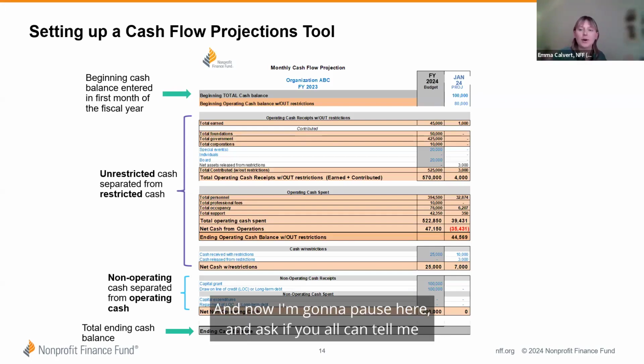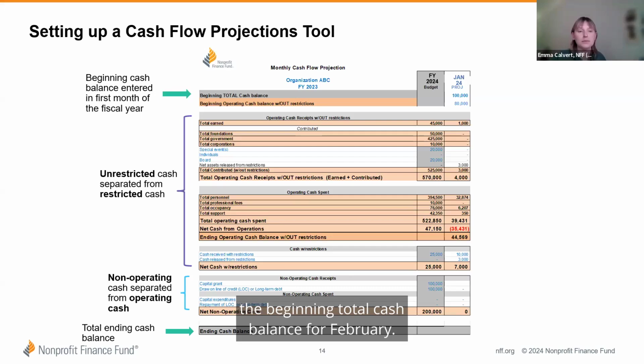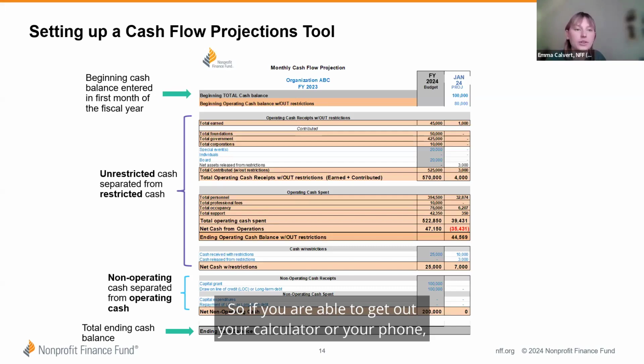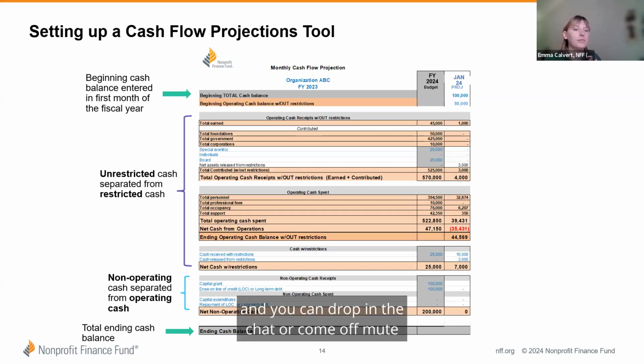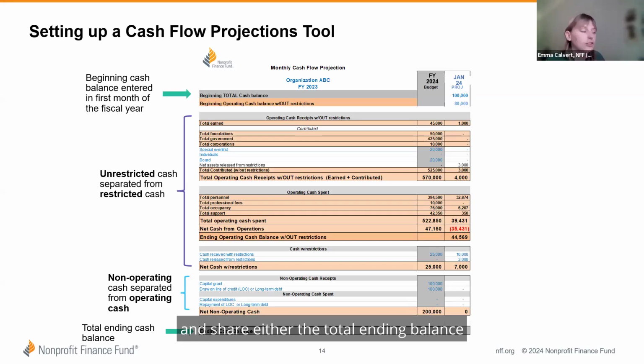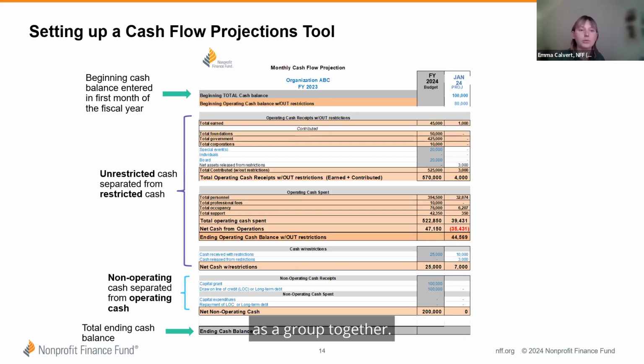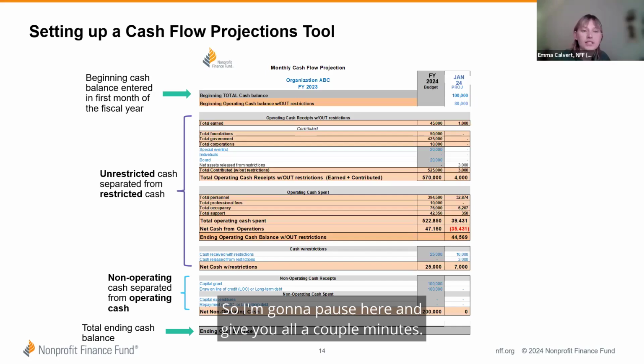Now I'm going to pause here and ask if you all can tell me the beginning total cash balance for February. If you are able to get out your calculator or your phone, drop in the chat or come off mute and share either the total ending balance for the month of January or the beginning balance for February, since those numbers are the same, and then we'll all walk through it as a group together. I'm going to give you all a couple minutes.